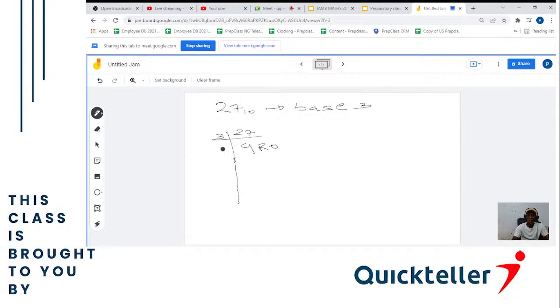So we go again, we use 3 to divide. How many 3s can we see in 9? That is 3, because 3 times 3 is 9, remainder 0. Again, we divide. How many 3s can we see in 3? That is 1, remainder 0. And finally, the last division is 3 in 1. That is not possible, so we simply write down 0. Then the remainder is this same 1. So we have remainder 1.